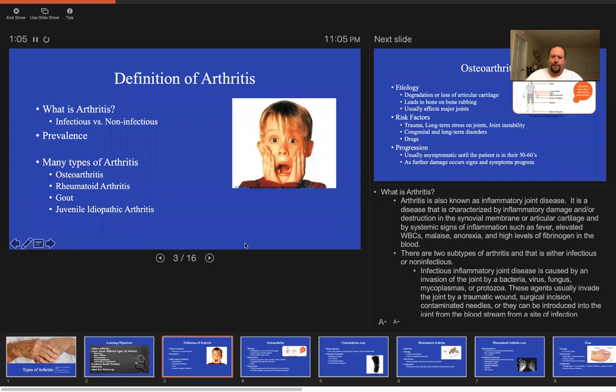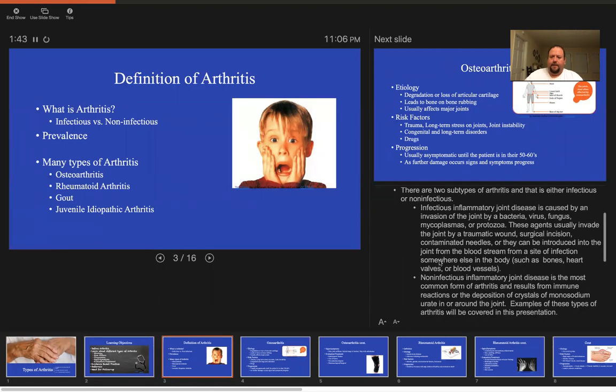So first of all, what is arthritis? It is also known as inflammatory joint disease. It is a disease that is characterized by inflammatory damage and/or destruction of the synovial membrane or articular cartilage of the joint. It may also manifest with systemic signs of inflammation such as fever, elevated white blood cells, malaise, anorexia, and high levels of fibrinogen in the blood. There are two subtypes.